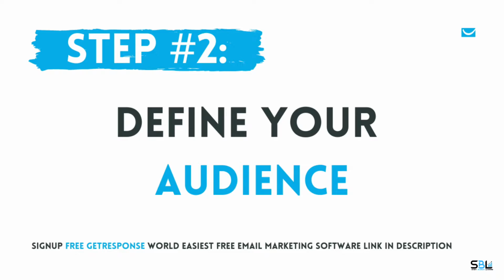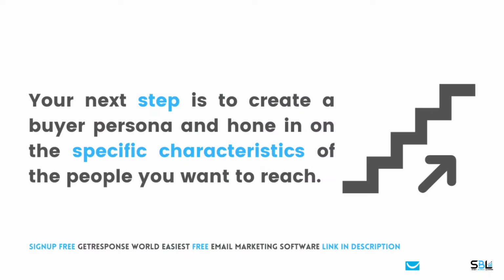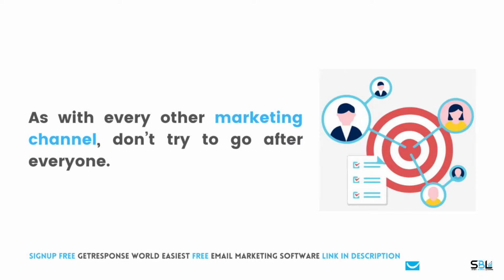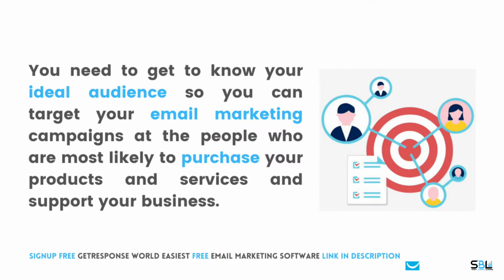Step number 2. Define your audience. Your next step is to create a buyer persona and hone in on the specific characteristics of the people you want to reach. As with every other marketing channel, don't try to go after everyone. You need to get to know your ideal audience so you can target your email marketing campaigns at the people who are most likely to purchase your products and services and support your business.